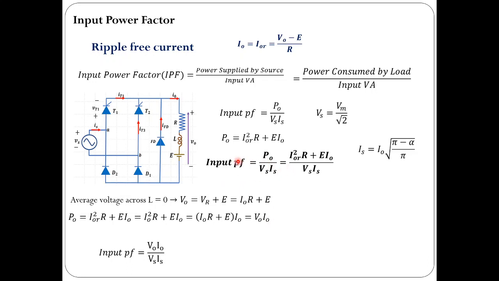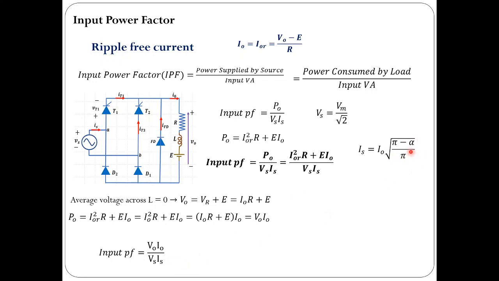It is simple to understand. We know P naught is equal to the power absorbed by the resistor plus the power absorbed by the battery, and IOR is the same as I naught. If you substitute that, you would get the power absorbed by the load is equal to the average value of output voltage into the average value of output current. Substitute that in this formula. So the power factor is V naught into I naught by Vs into Is. And what is Vs? Vs is equal to Vm by root 2. And what is Is? Is is equal to I naught into square root of (pi minus alpha) by pi.